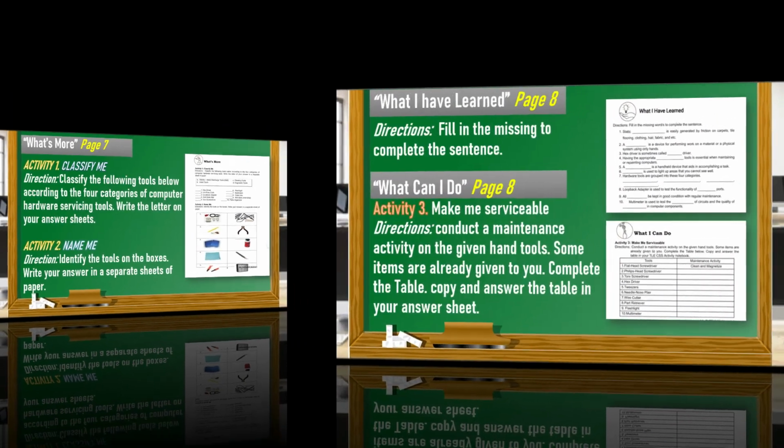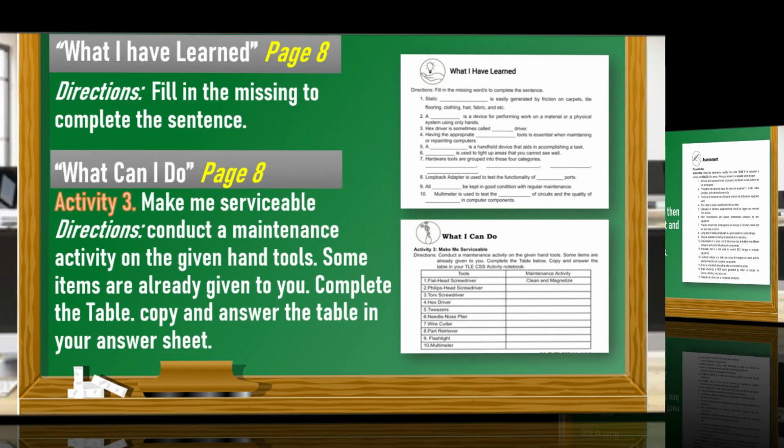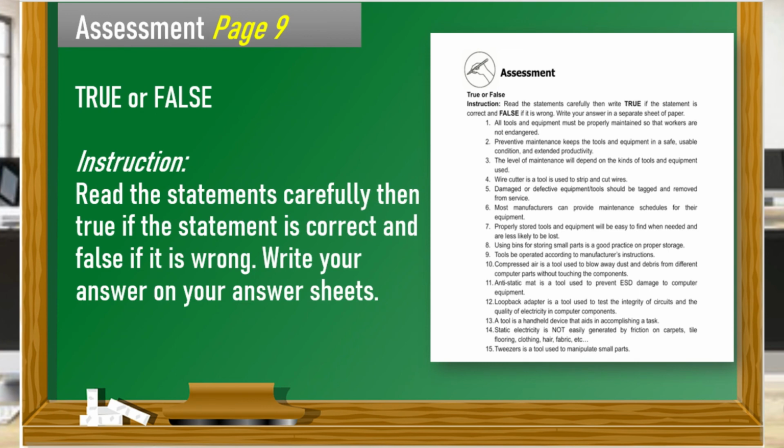What I have learned. Direction. Fill in the missing words to complete the sentence. And answer activity 3 on what can I do. Make me serviceable. Directions. Conduct a maintenance activity on the given hand tools. Some items are already given to you. Complete the table. Copy and answer the table in your answer sheets. Lastly, do your assessment on page 9. True or false? Instruction. Read the statements carefully, then write true if the statement is correct and false if it is wrong. Write your answer on your answer sheets.